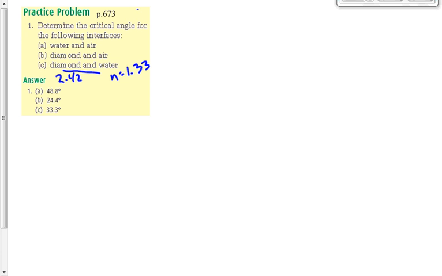Which way are we going? From water to diamond, or diamond to air? Diamond to water, I should say. Diamond to water. We know it has to be diamond to water because it's got to be high to low index of refraction. Okay, in the end, if you forget that, you mess that up, it's not the end of the world because your calculator will tell you that you've messed up. But let's try to get it right the first time here.